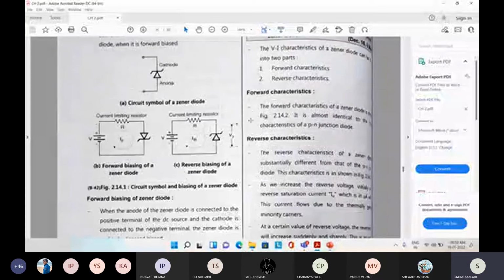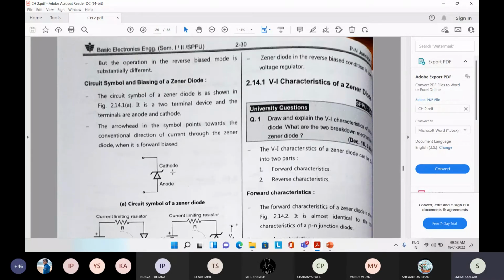Here, the Zener diode is forward biased. This is the current limiting resistor. The positive supply voltage goes through the resistor to the terminal of the anode. Here is the cathode. The working is similar to a PN junction diode, but in forward bias the Zener diode is not working. In reverse bias it is working, because here the supply is positive and the supply is also negative at the anode, and the cathode is connected in the circuitry.